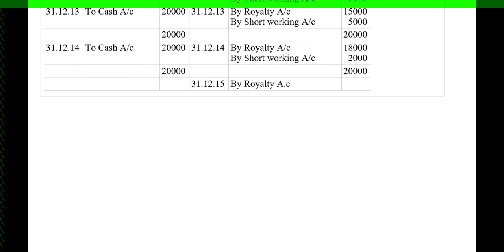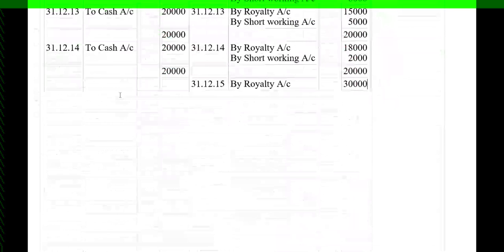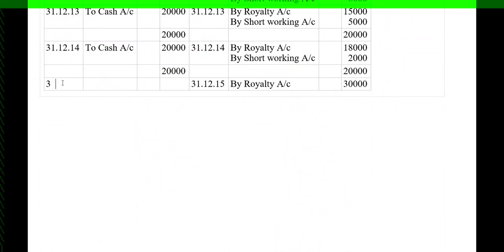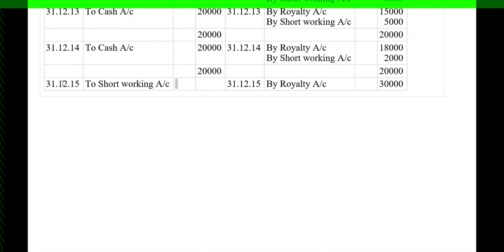Royalty account, that is 30,000. So now here there is a recovery of rupees 10,000. You can see in this chart. So when it is recovered here, then the entry will be on 31st 12 2015. Prakash account debit to short working account. Short working account. So recovered here it is 10,000.